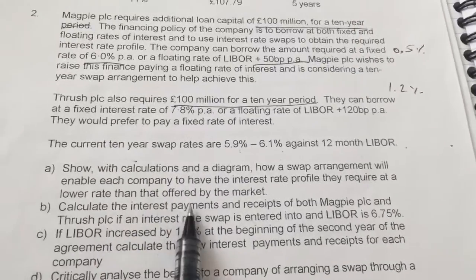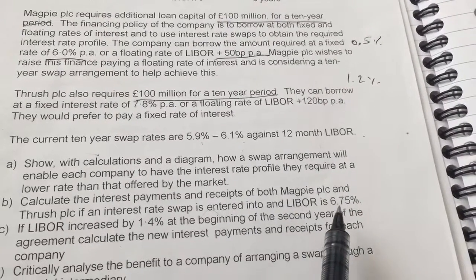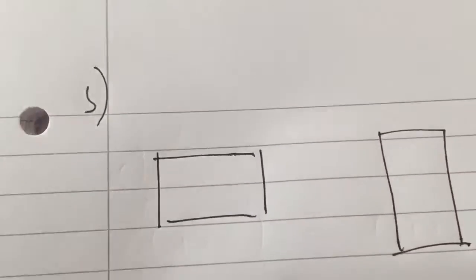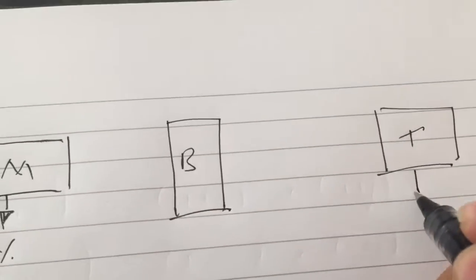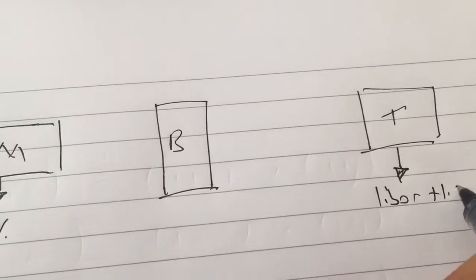So if we do the interest payments and the receipt, let's call LIBOR. We know LIBOR is 6.75%. So let's actually do this. Draw the diagram again. Always good to draw the diagram, even though this is next question B. So draw your diagrams. Magpie, just put an M. Thrush is T, and this is B for the bank. We know Magpie, we forced them to borrow 100 million at 6%. We know that. T, we've forced them to borrow at LIBOR plus 1.2%.